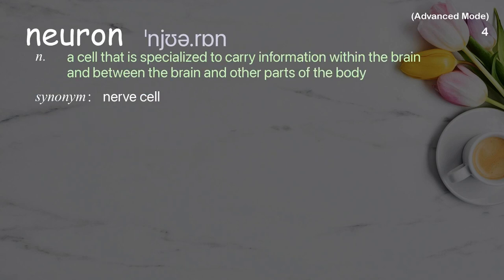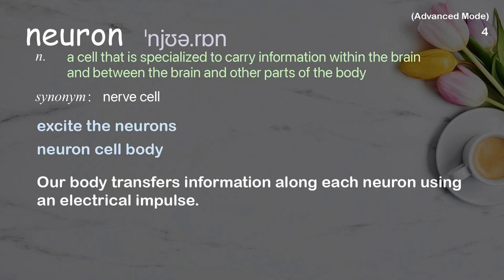Neuron. A cell that is specialized to carry information within the brain and between the brain and other parts of the body. Examples. Excite the neurons. Neuron cell body. Our body transfers information along each neuron using an electrical impulse.